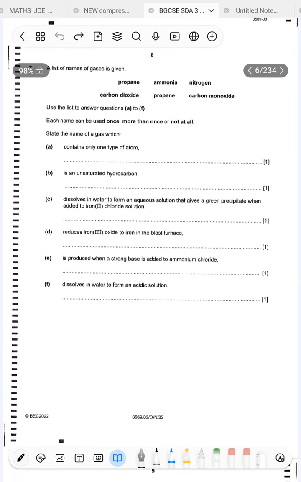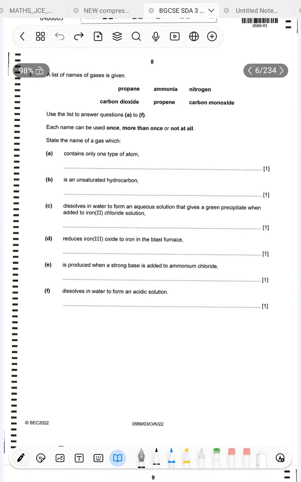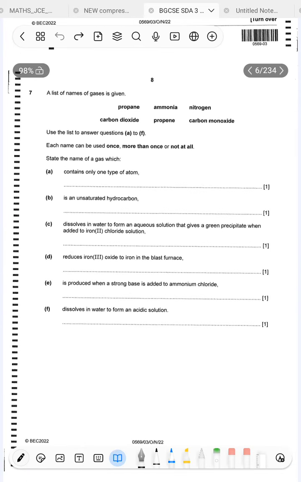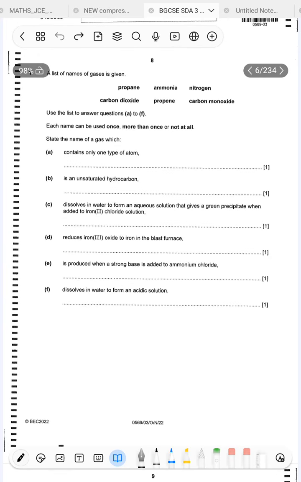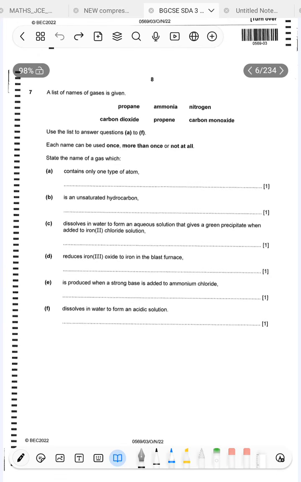So in this video we are going to break down this paper. We'll discuss it and give all the explanations for why the answers are what we say the answers are. So this is a chemistry SDA paper 3 2022 paper. Okay, so try to follow along. Where you're confused, you can just ask in the comments section there. All right, let's just get into it.